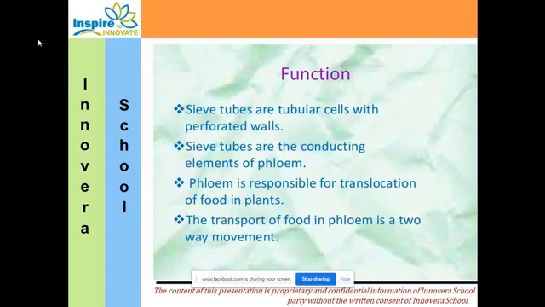So children, what do you mean by translocation? Does anybody know the meaning of translocation? It is nothing but movement of material from one place to another. That means translocate. The transport of food in phloem is a two-way movement. So it is two-way movement, we all know, from leaves to the lower part and from roots to the upper part.